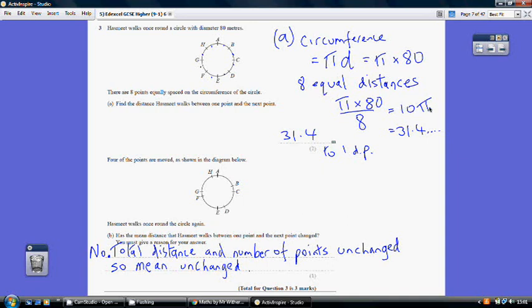Now that would have been fine as a final answer. They don't specify how they want the final answer, so it's your choice. I've gone to 31.4 to one decimal place.